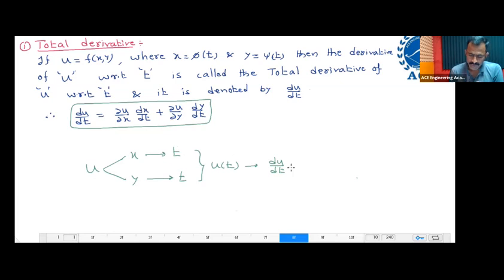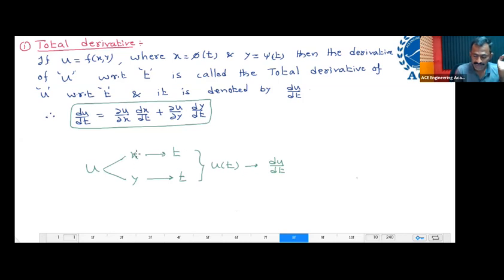Now, I will show you how to write this. Just look at this. The starting variable is u, the last variable is t. We start at u, we can go to t. To reach t, there are two ways. Through x we can reach, and through y we can reach. There are two ways to reach t.